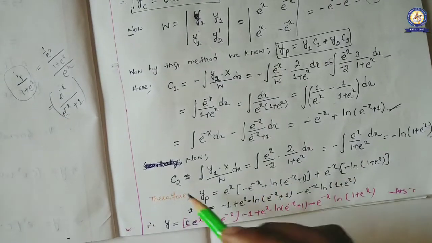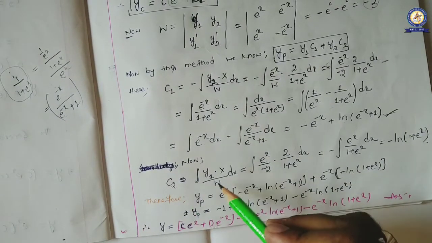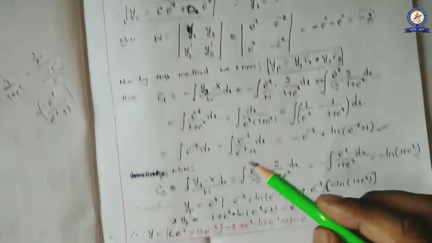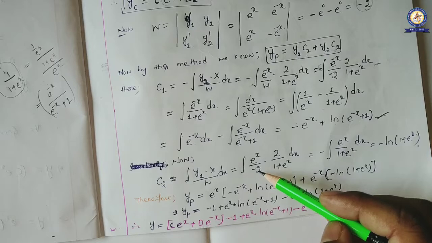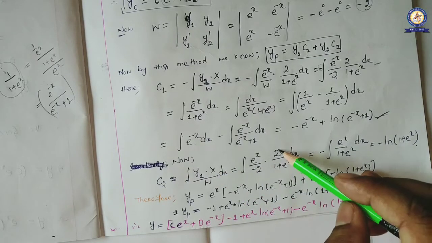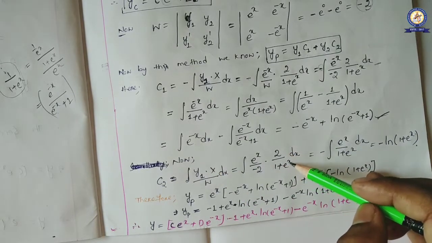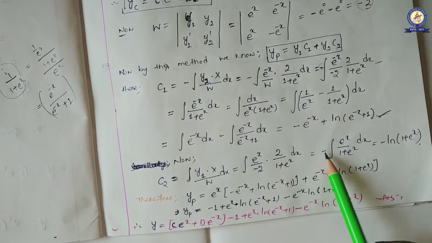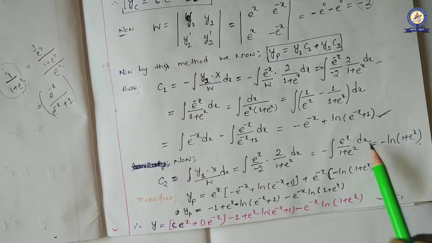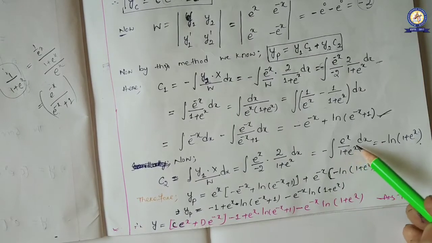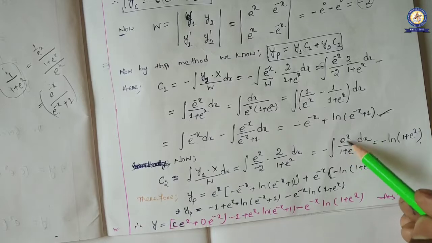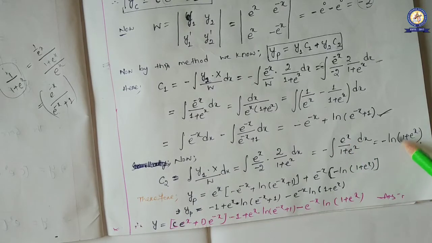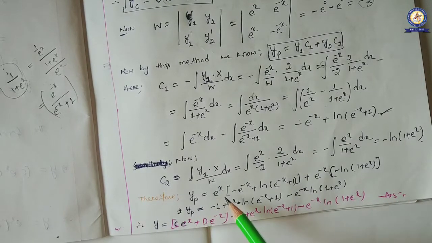Now we are going to go for the c2. c2 is nothing but y1 times the source function by W into dx. y1 is nothing but how much? E to the x. So e to the x by W. W is minus 2, and the source function is nothing but 2 by 1 plus e to the x into dx. So here minus 1, minus is there, so 2 got cancelled, minus e to the x by 1 plus e to the x into dx. And here the derivative of the denominator is in the numerator, so the integration will be minus ln of 1 plus e to the power x.